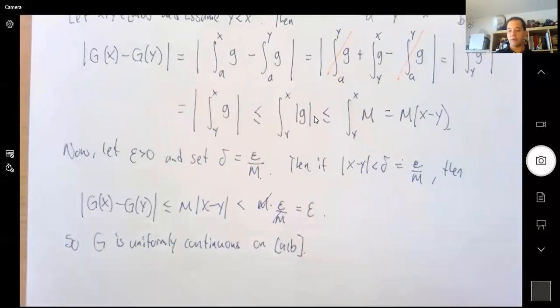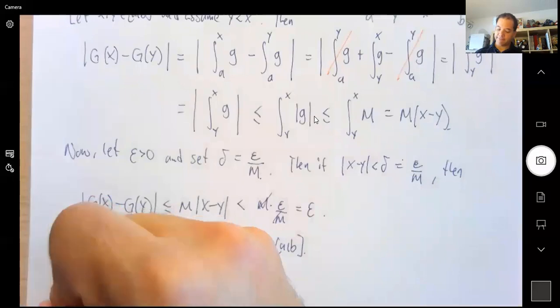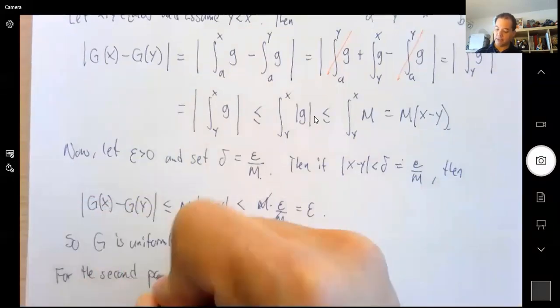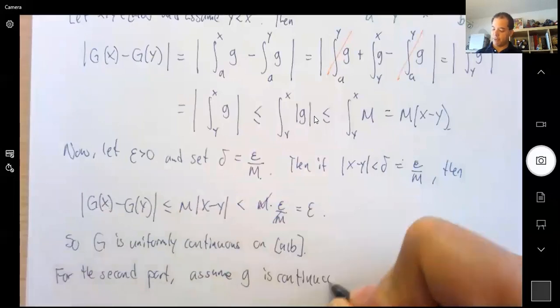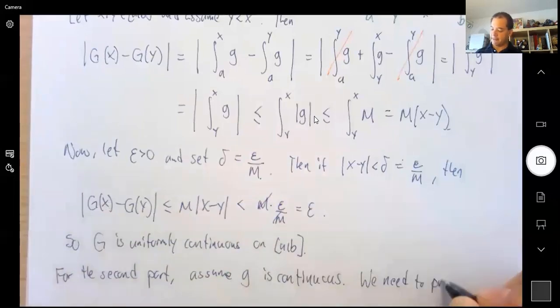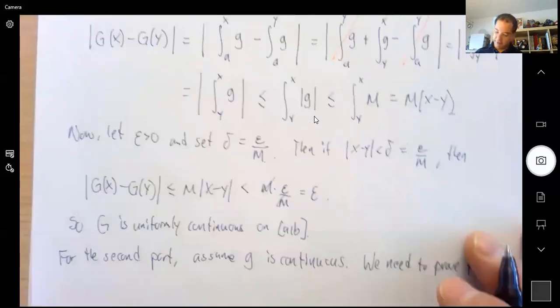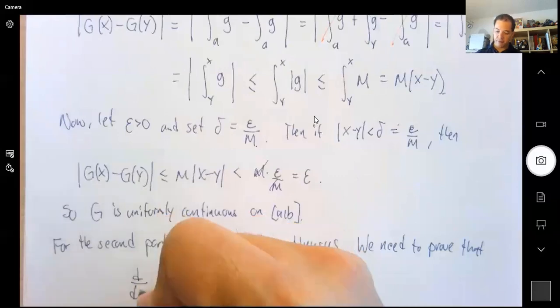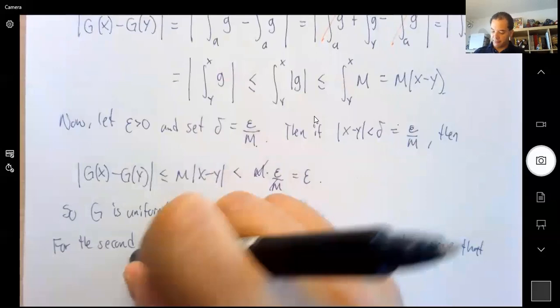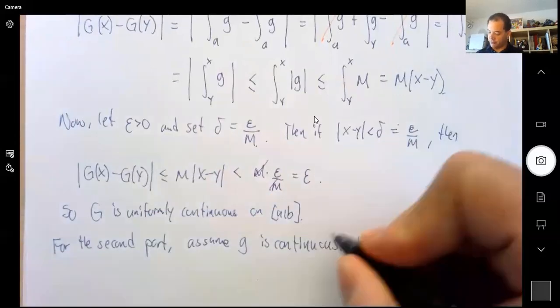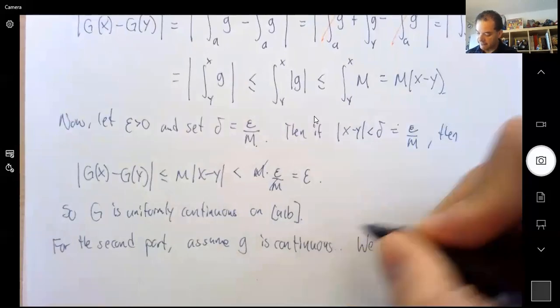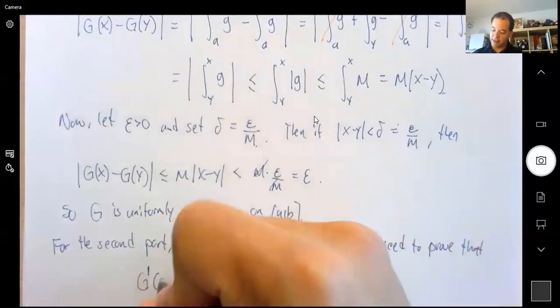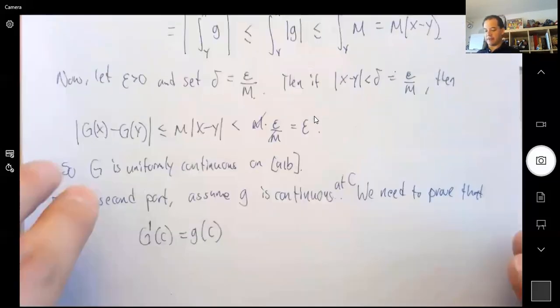The second part, the more important part we need to show, is this: assume little g is continuous at c. We need to prove that the derivative, I'll write it with primes, g prime of c is little g of c. All right, so that's the second part we want to show.